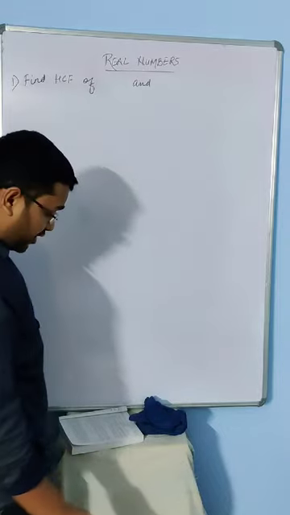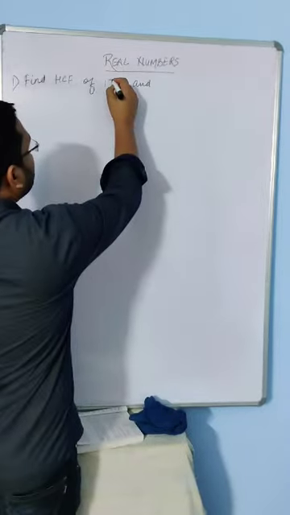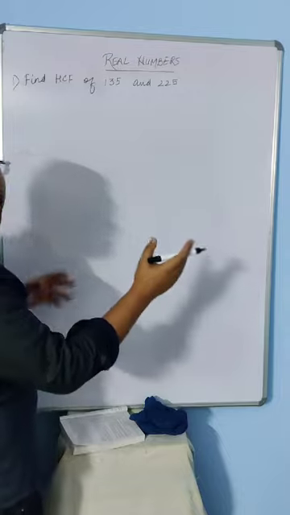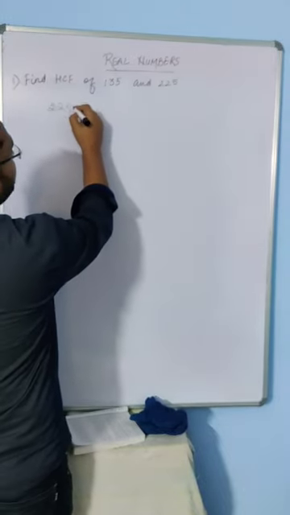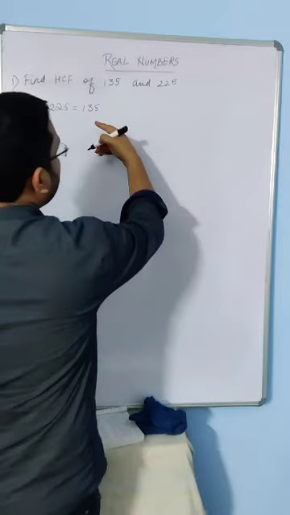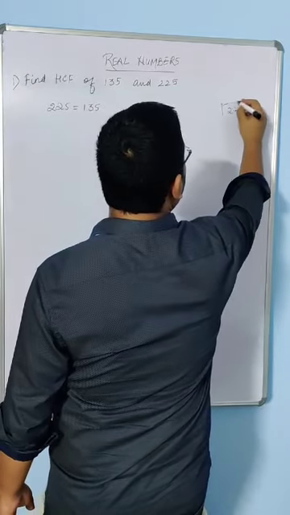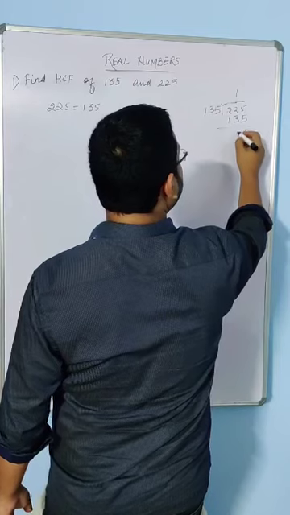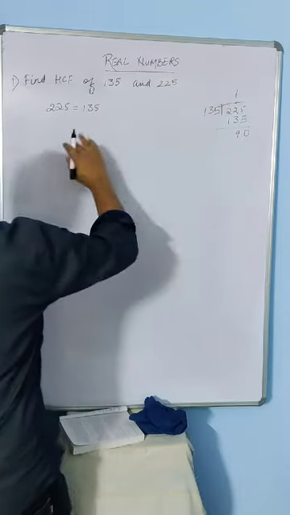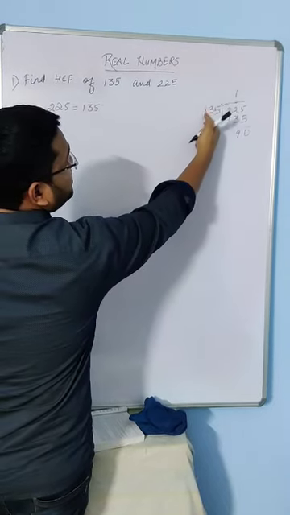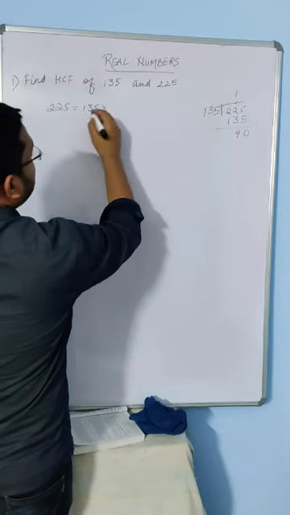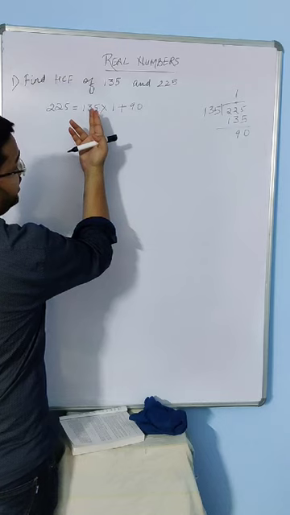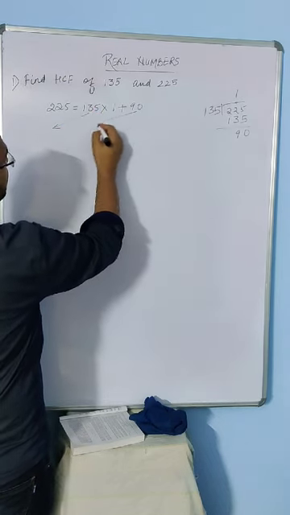Okay, so the first part says you have to find the HCF of 135 and 225. So the concept remains the same. The bigger number becomes the dividend, the smaller number becomes the divisor. So when you divide 225 by 135, it goes one time. So the difference becomes the remainder. The dividend is equal to divisor into quotient plus remainder. As you all remember, the divisor at this stage becomes the dividend for the next, and the remainder becomes the divisor.